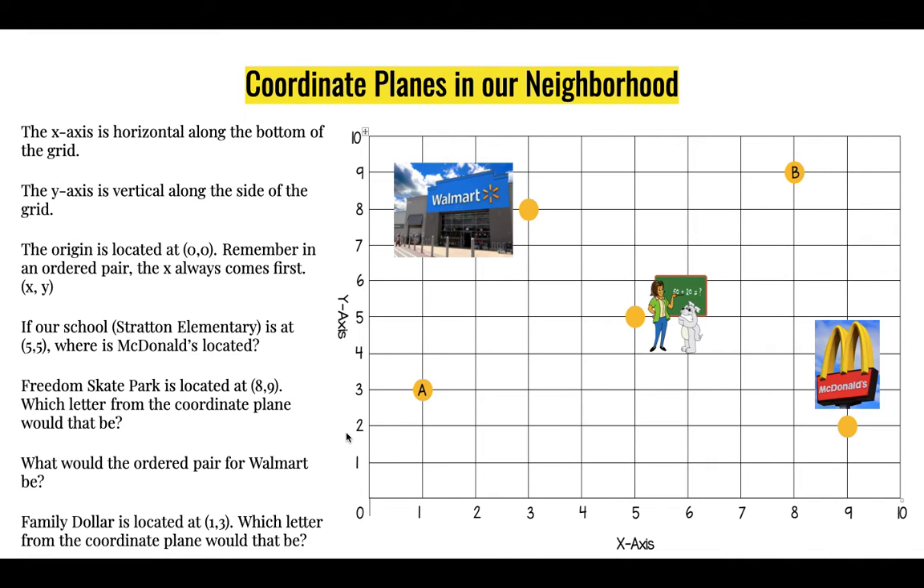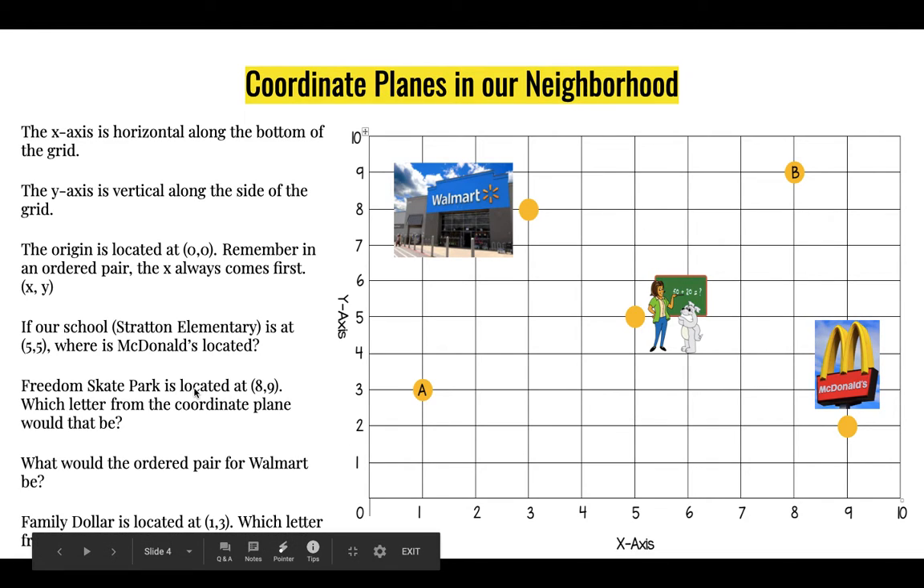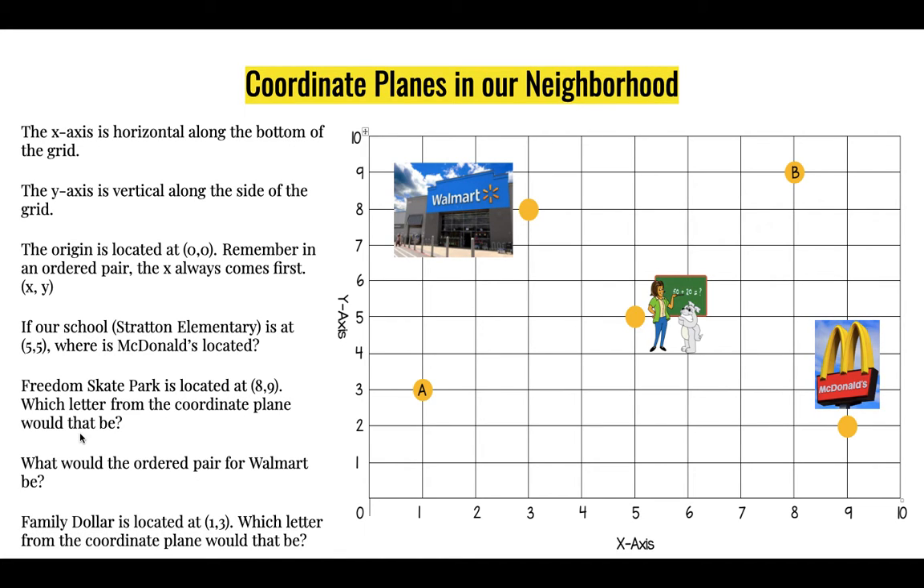Okay, now Freedom Skate Park. I've not put the picture of it on the slide, but I have given you 2 letters. Okay, you have an A and you have a B. Freedom Skate Park is located at 8, 9. Which letter from the coordinate plane would that be?